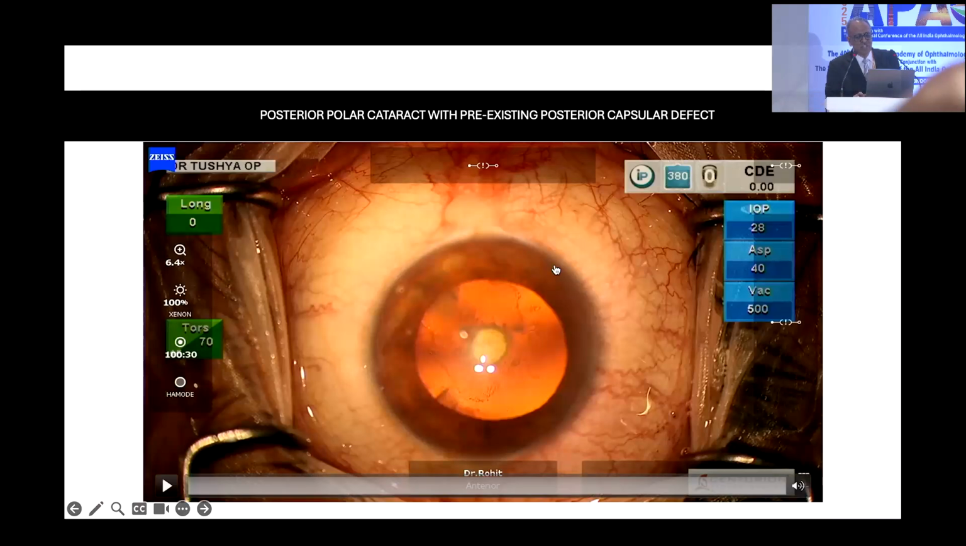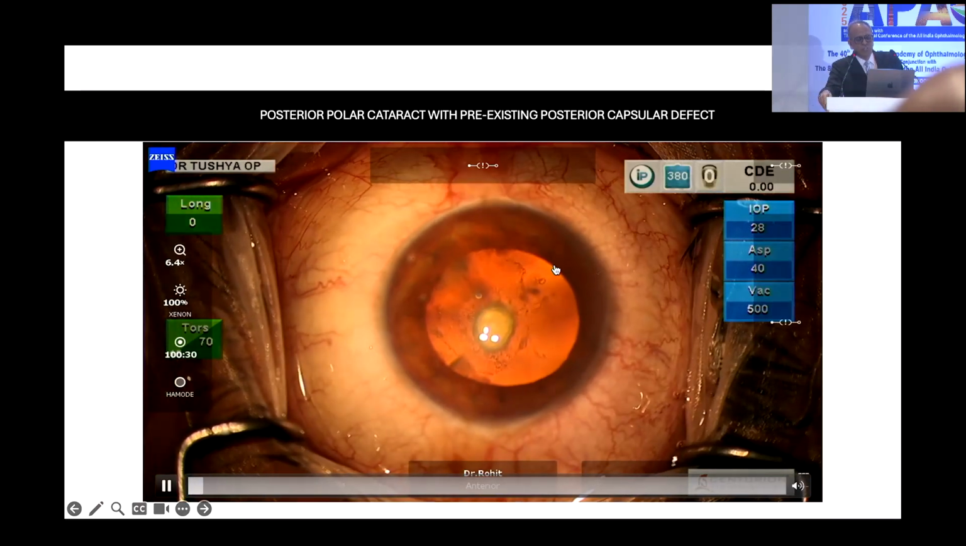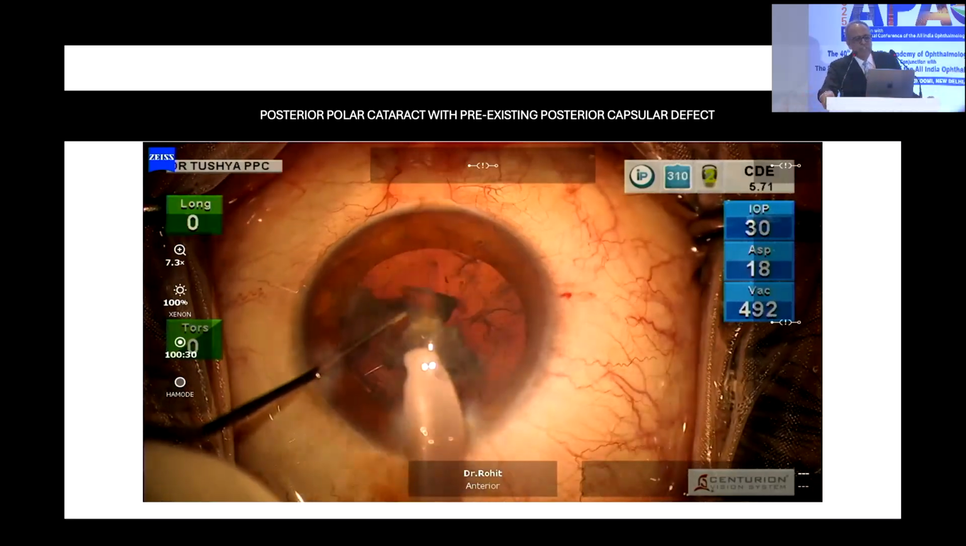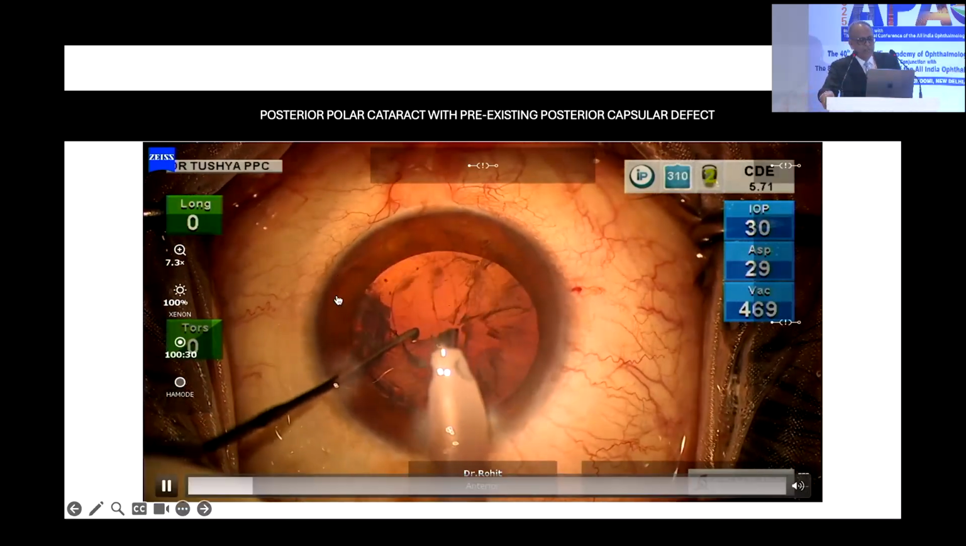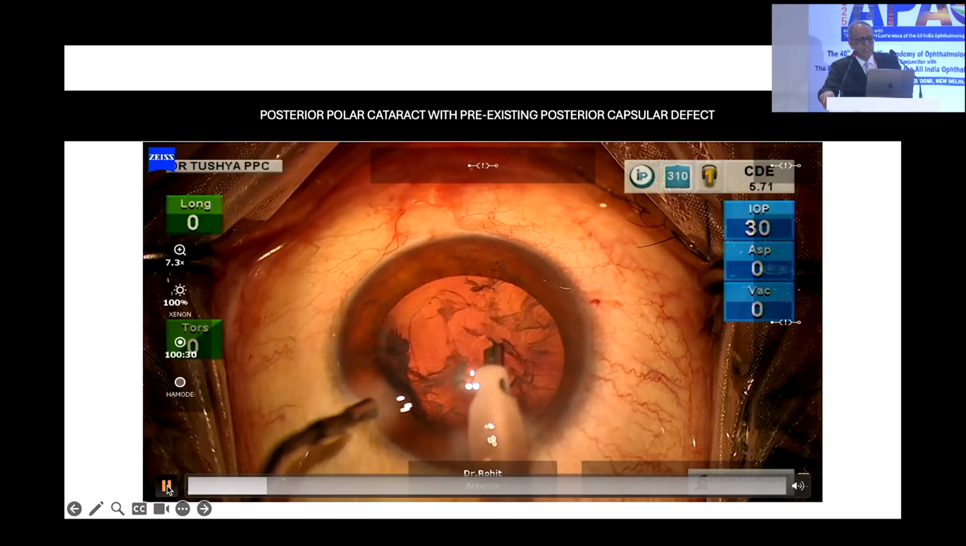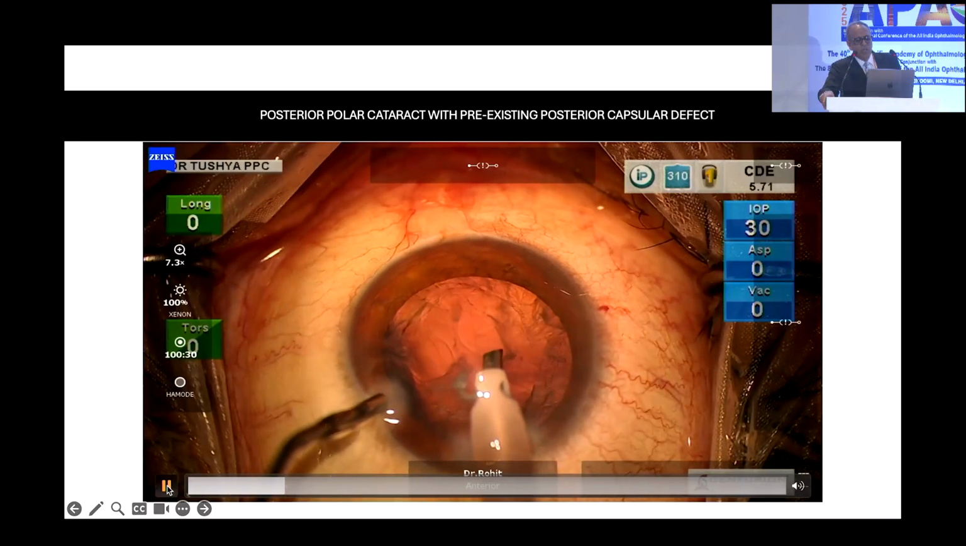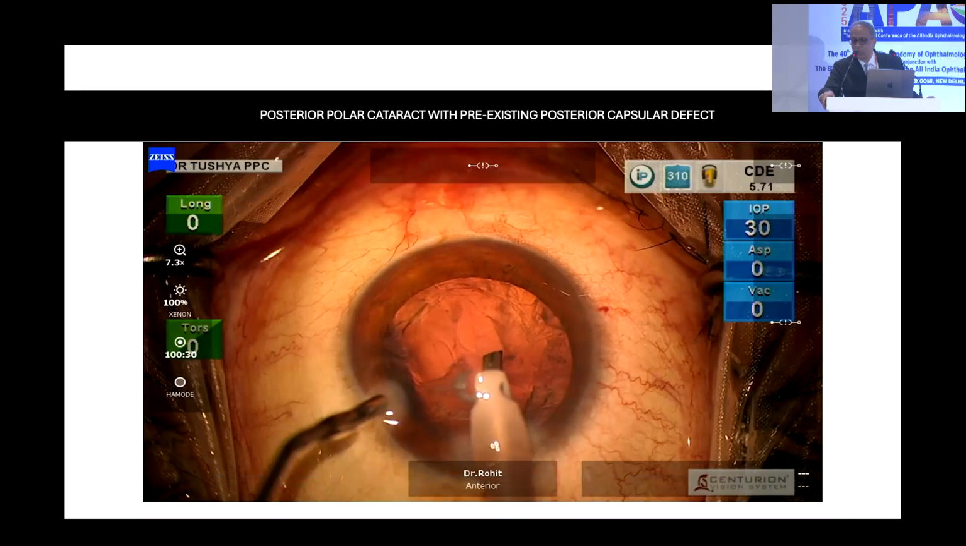The surgery was started using low parameters, 28, but we usually come down to 28 or 30. And at this stage, I realized that the rent was there. So stable chamber settings now. So what would you do? Would you, Dr. Kumar, at this point of time?